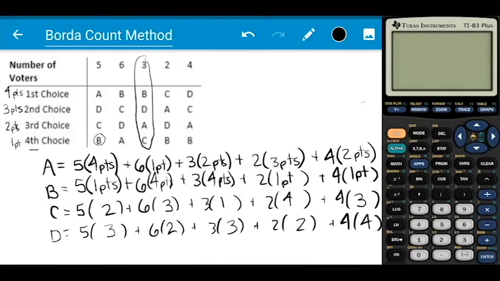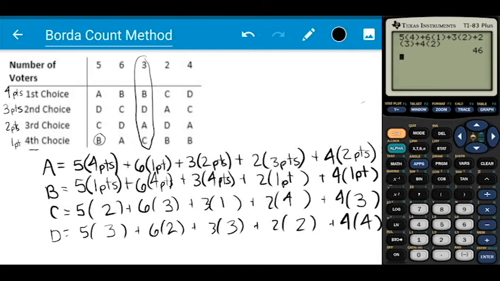Okay, now that we have our calculator open, we're going to type in A. With A, we had 5 people gave A 4 points. Then we added 6 people gave A 1 point. Then we had 3 people gave A 2 points, 2 people, 3 points, and then the last 4 people gave A 2 points. When we type this in just like that and hit enter, it gives us our total is 46. So that's the number of points that A gets.